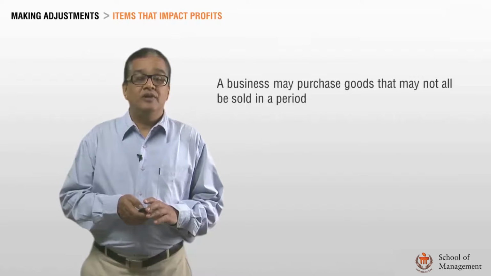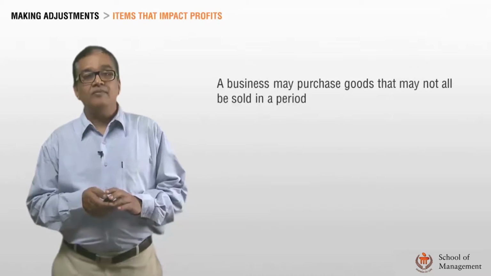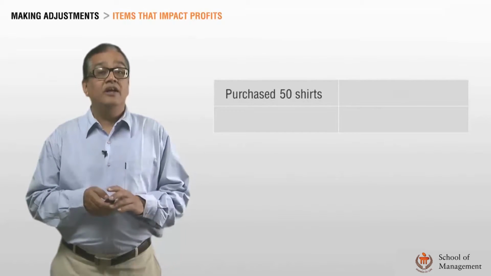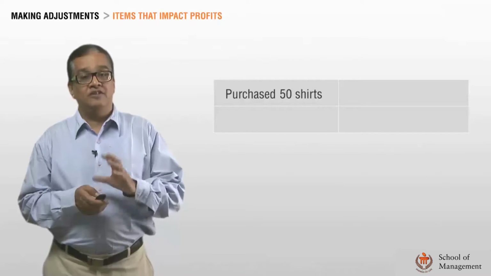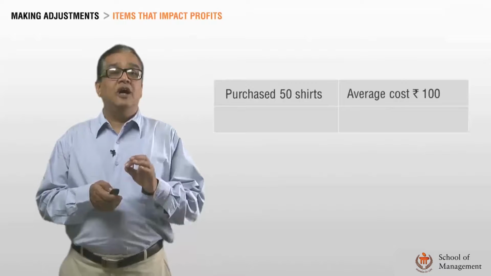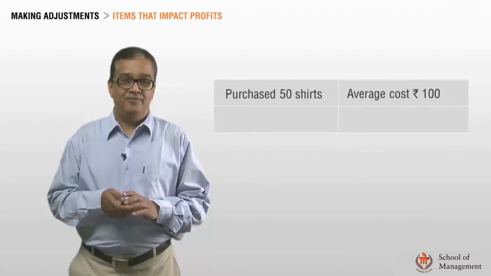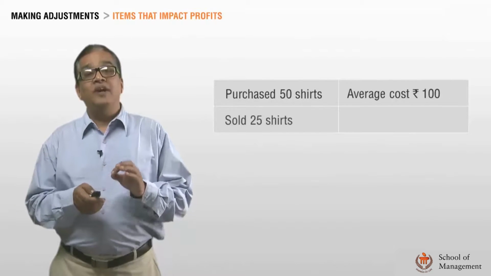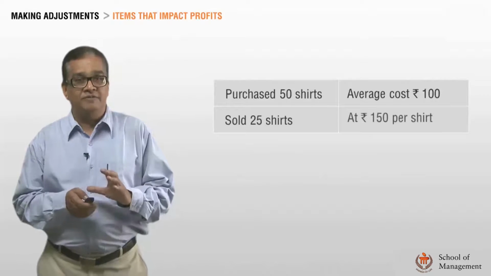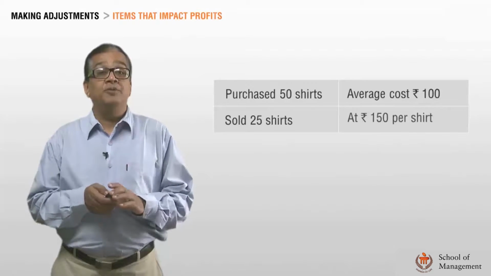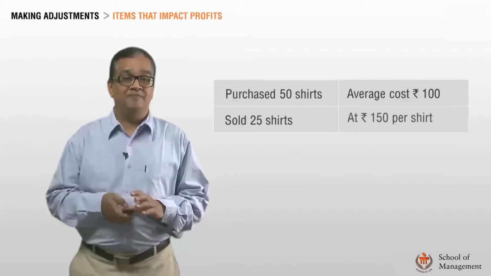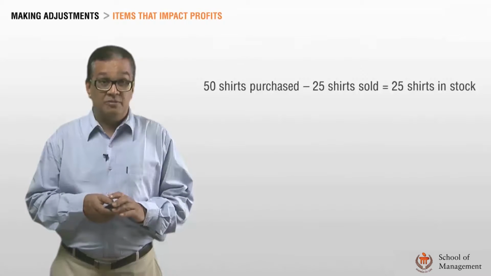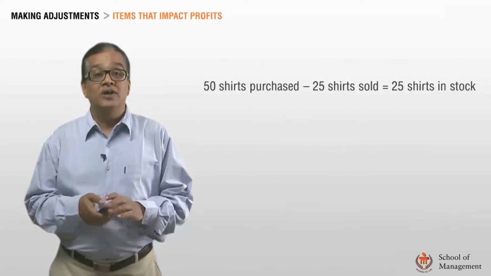Now, let's take a transaction. Our enterprises purchased additionally 50 shirts for rupees 5,000 at an average price of rupees 100 per shirt. And subsequently, in the next transaction, it sold 25 shirts at the rate of rupees 150 per shirt for a total of rupees 3,750. Now, 50 shirts were purchased, but only 25 shirts were sold.